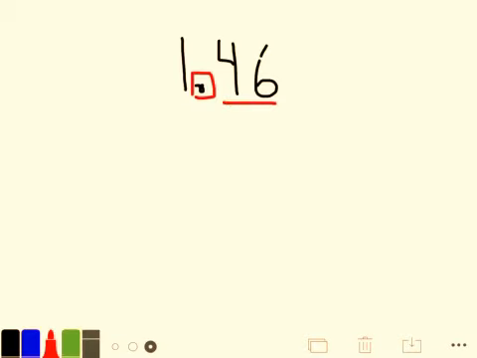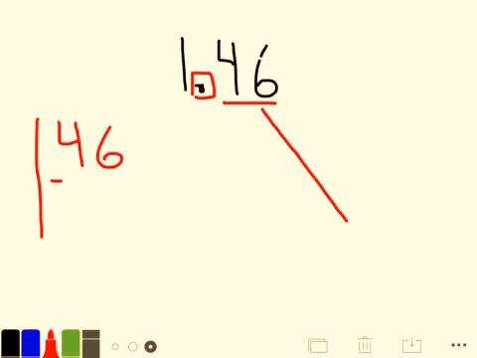Let's just go with 1.46. Now you should already be realizing that we would read this as 1 and 46 hundredths. The hundredths place would be over there. So it would be 1 and 46 hundredths. As a fraction, that would look like this: 1 and 46 one-hundredths. And as a decimal, you can see it up there. It's 1 and 46 hundredths.